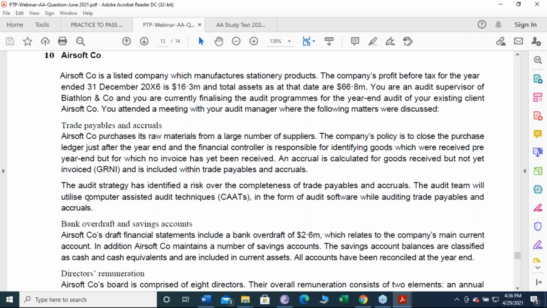Now we have to apply procedures in order to verify the completeness. For the sake of completeness, let's think about AEIOU. A. Let's compare the trade payables and list of accruals against the prior years, and if there is any significant fluctuation, we need to have a discussion and investigation over that.